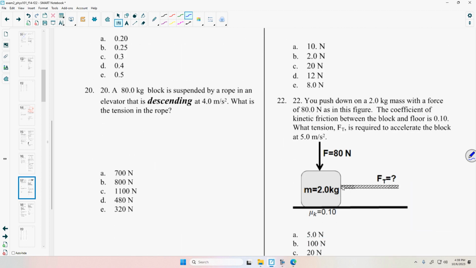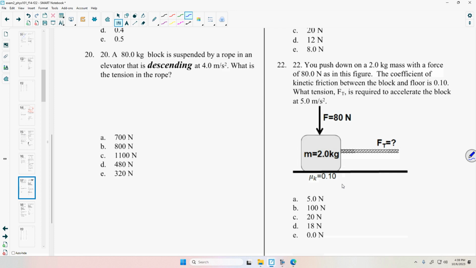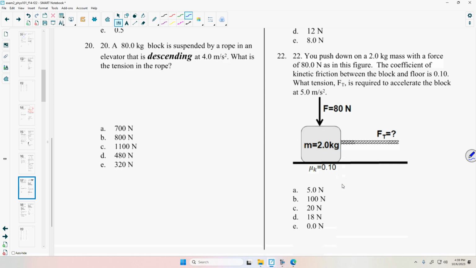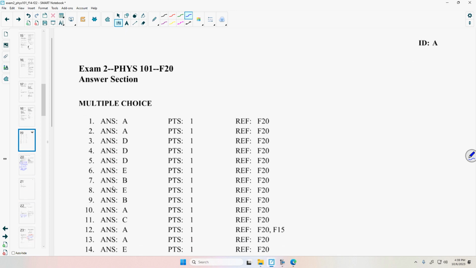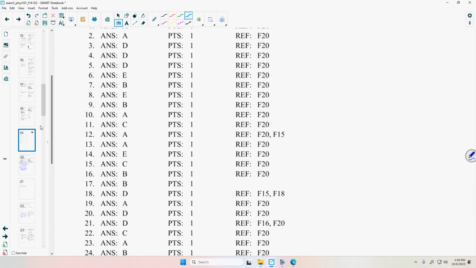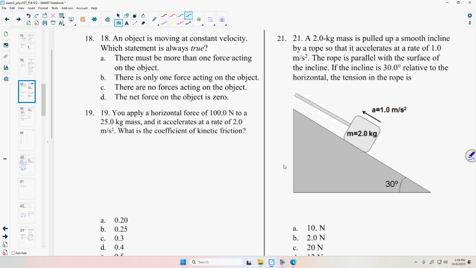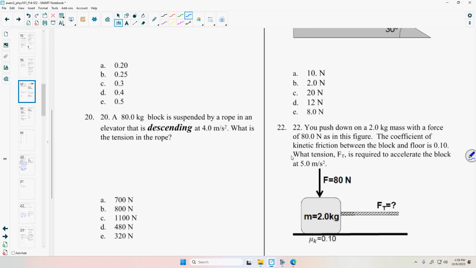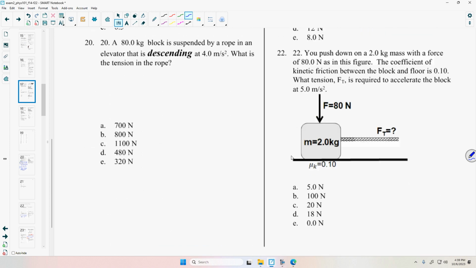This one right here? You know what the answer is for 22? I got it right here. C. All right, so this answer was 20 newtons. You sure you got that? It's a very similar problem. You want me to work through this one? It's similar but different. Y'all want me to do this one?